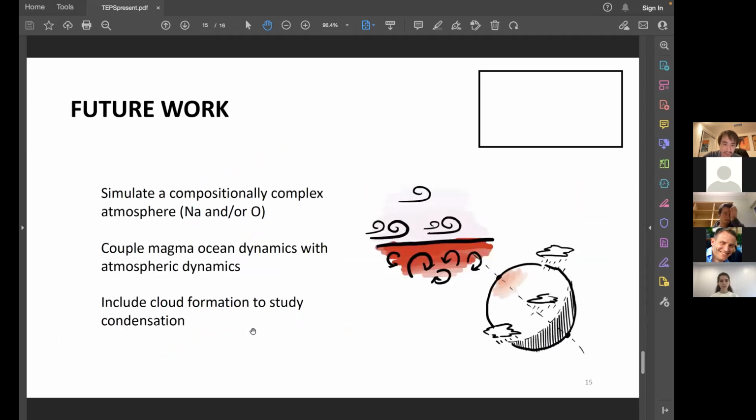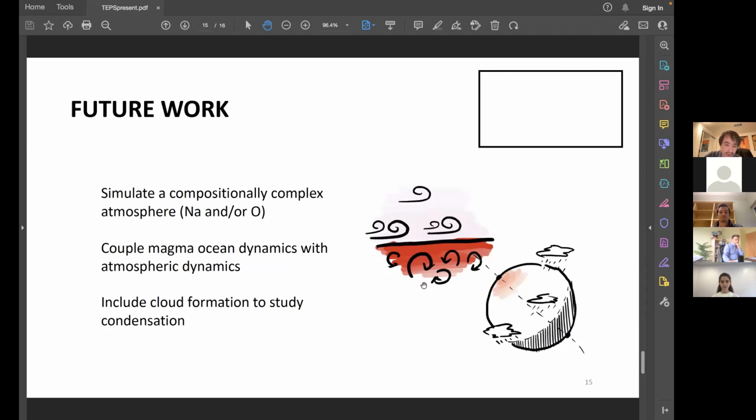For our future work, we hope to expand upon the model and add more compositionally complex atmospheres. We can add sodium because it's very volatile, or oxygen because of just how quartz likes to split up into SiO and O. We also have assumed that the magma ocean is an endless source or sink of volatiles, and this isn't true. It also has its own saturations of things, and we actually don't know what the interactions between the atmosphere and the magma ocean are like.